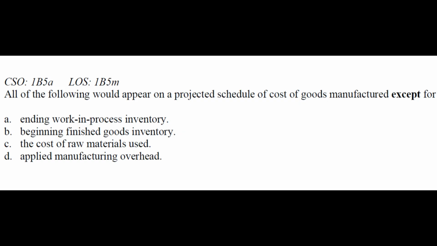In contrast, finished goods inventory is not part of the COGM calculation. Beginning and ending finished goods inventories are used later in the cost of goods sold schedule to determine the cost of products actually sold.